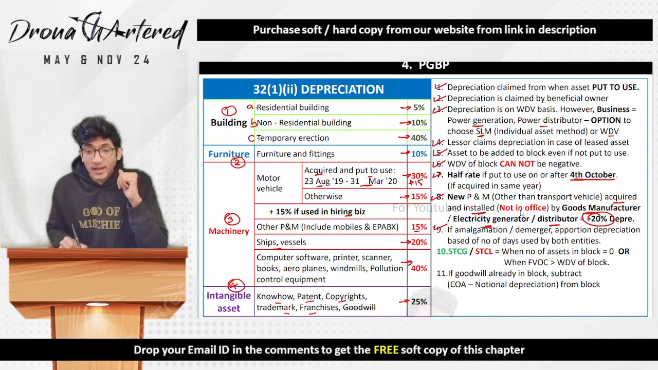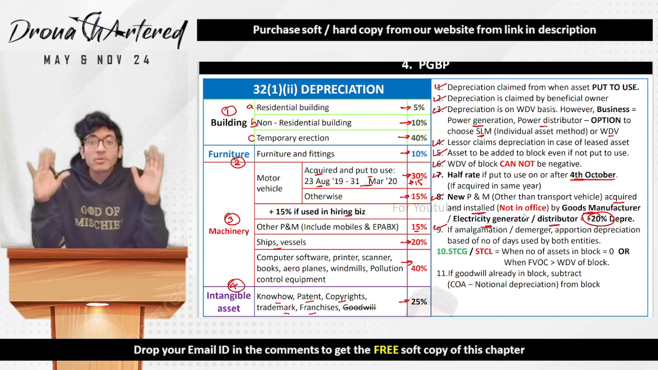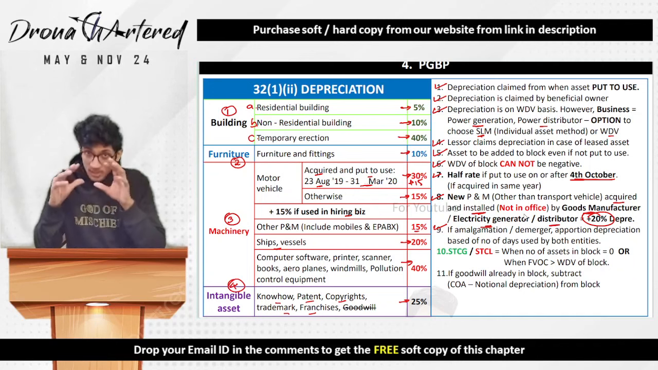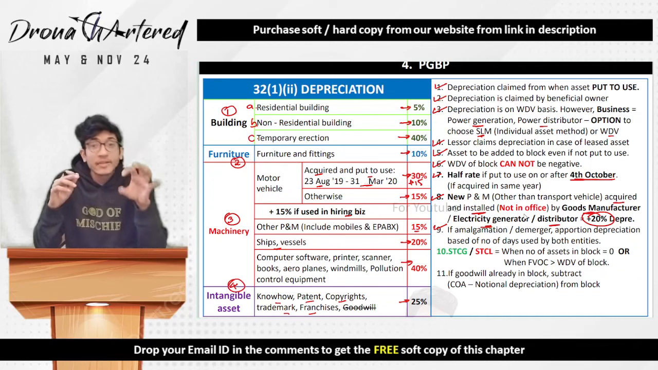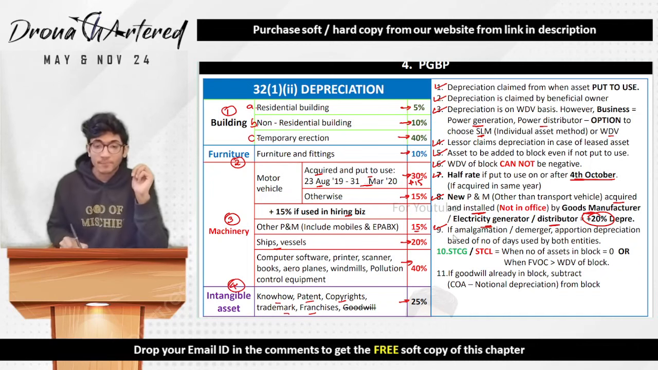Next, if amalgamation or demerger, apportion depreciation based on the number of days used by both the entities. In such a case, what do you do? You assume as if there was no amalgamation or demerger, and you calculate what would have been the depreciation. Now you have a figure. Now you have to apportion this figure based on the number of days that the asset has been used by either of these entities, and then you distribute it.